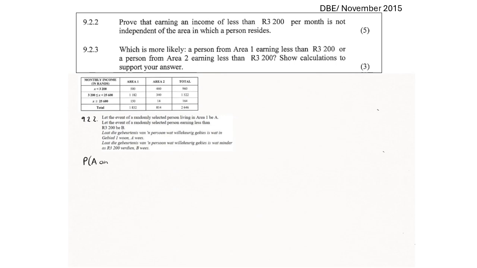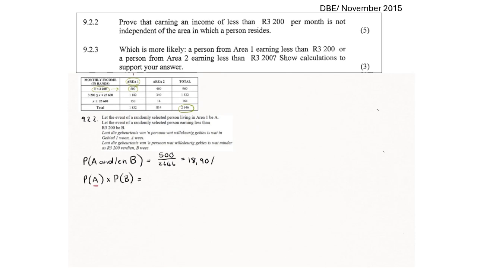And we find event A and B in the column where we have area A1 and the row where we have people earning less than 3,200 rands. And that is 500. And then to get the probability, we divide it by the total number of people in the sample space, 2,646. And that gives an answer of 18.9%.